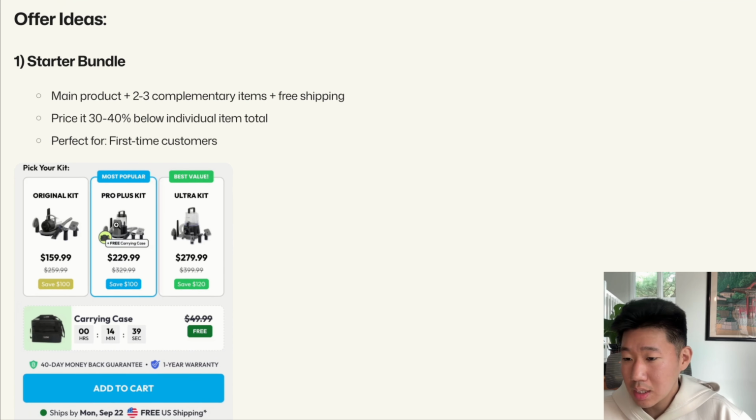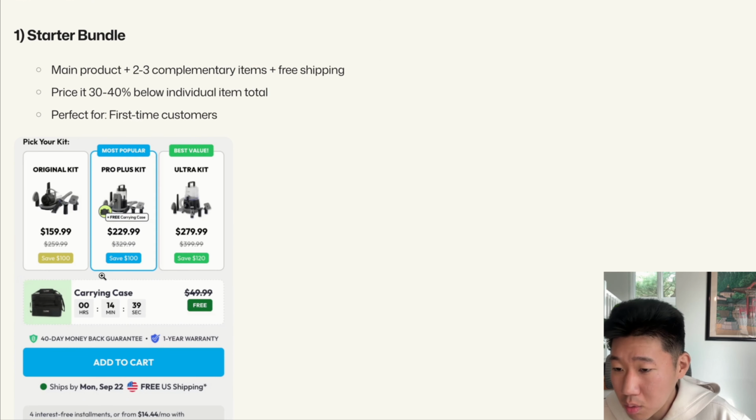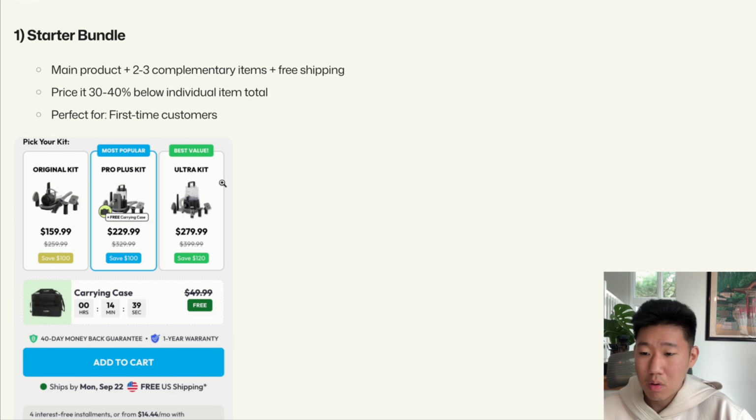So in this case, this is a dog grooming product where they sell a vacuum, a brush, and all that stuff. One easy add-on is a carrying case for them to pack it in or to travel with, whatever the case may be. It's just a relevant but valuable add-on that increases the overall perceived value.